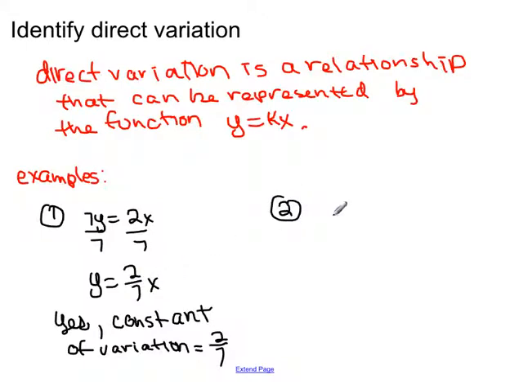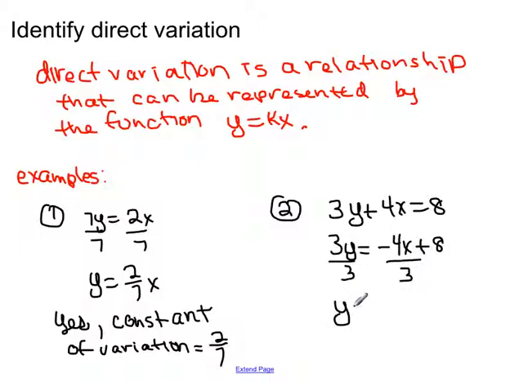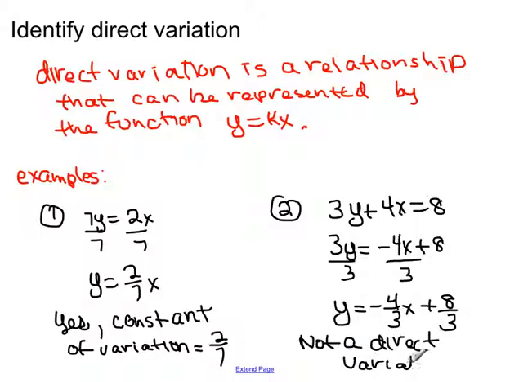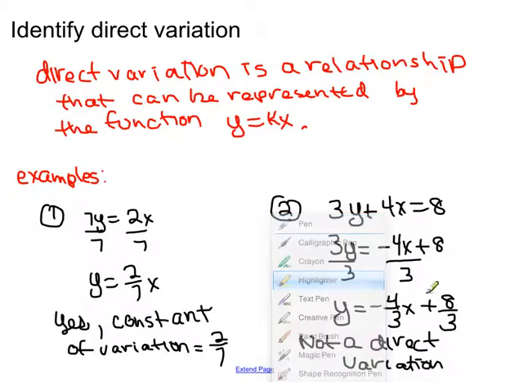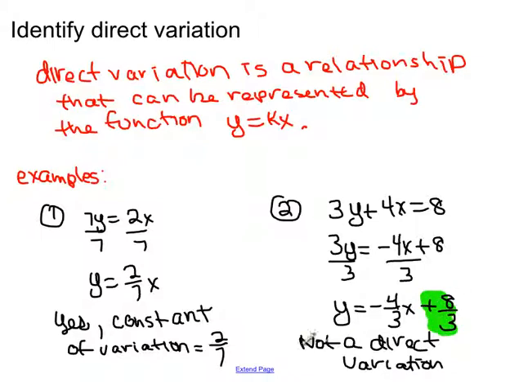If we look at another example, 3y plus 4x equals 8, then I could say 3y equals negative 4x plus 8. Then divide both sides by 3, and y is equal to negative 4/3 x plus 8/3. Now this is not a direct variation because we have this plus 8/3 over here. It is not in that form of y equals some number times x. This 8/3 piece makes it not a direct variation.